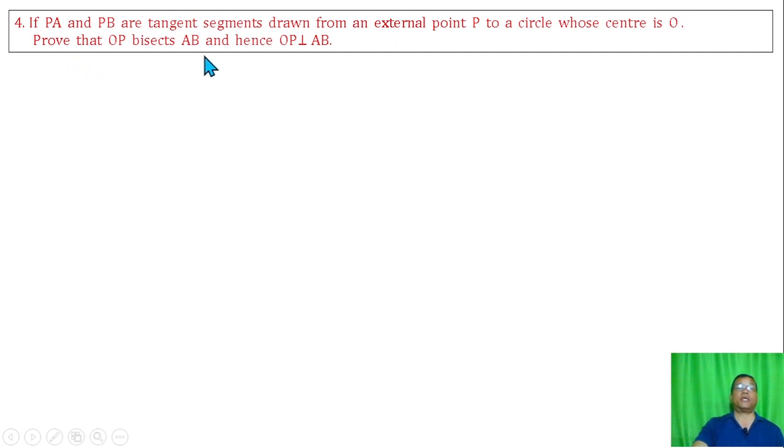Prove that OP bisects AB and hence OP is perpendicular to AB.